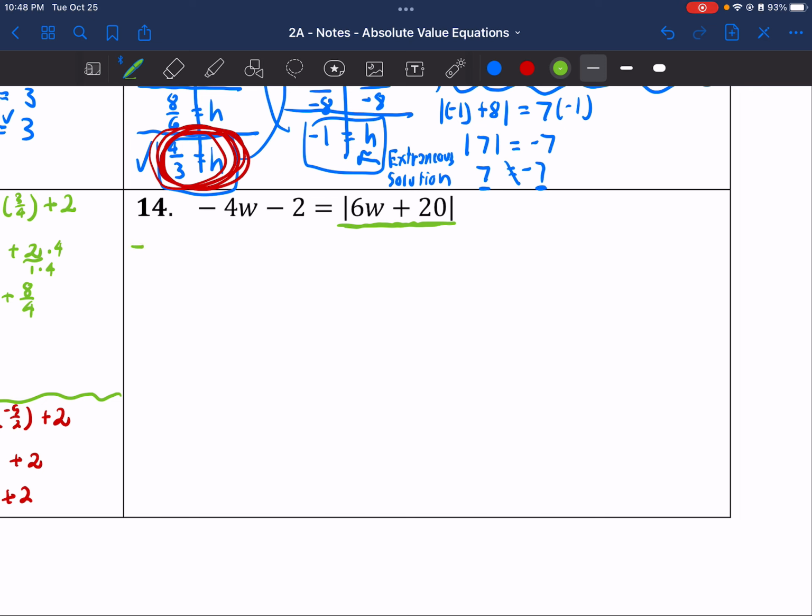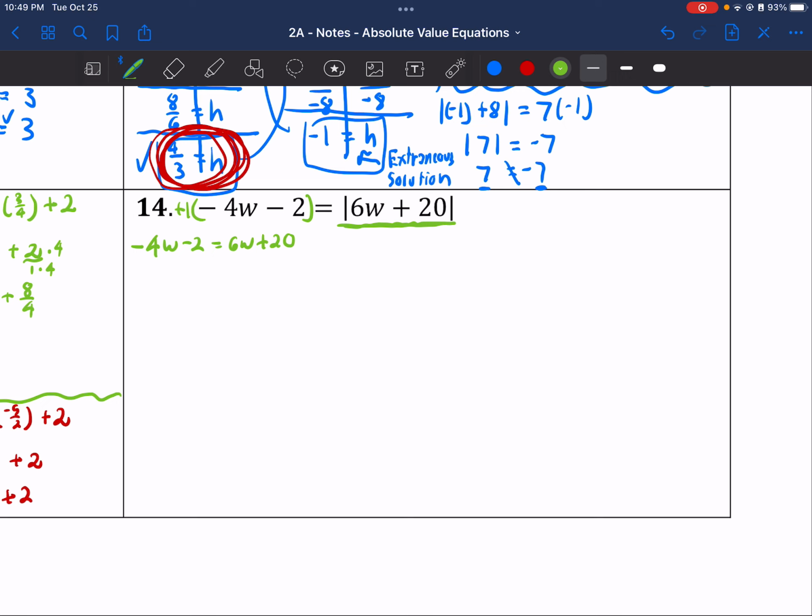We get the positive side of our number line, so we're not going to change anything. So we get negative 4w minus 2 is equal to 6w plus 20. Remember, when we're doing the positive side, we're just multiplying it by a plus, which is just plus 1. 1 times negative 4 is negative 4w, and 1 times negative 2 is just going to be negative 2. So that's how we get that positive side.